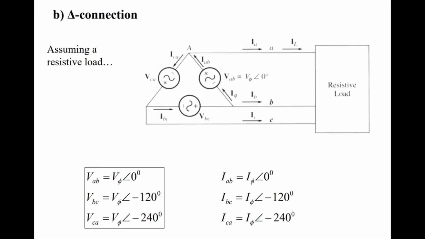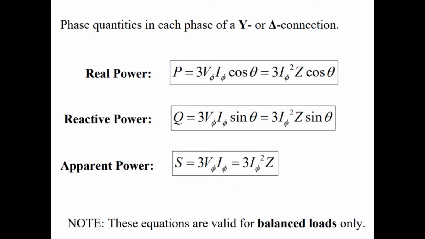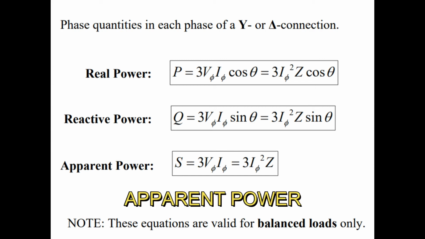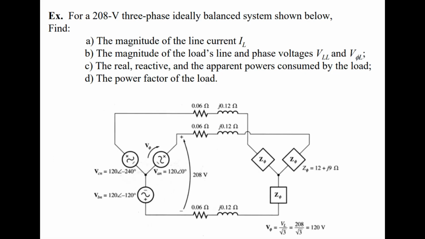In delta connection, phase voltage and line voltage are equal, whereas line current is √3 times the phase current. Real power is the actual power which the load is using. Reactive power is the power which is being dissipated while transferring the power, and the apparent power is the total power which is being transferred by a source.